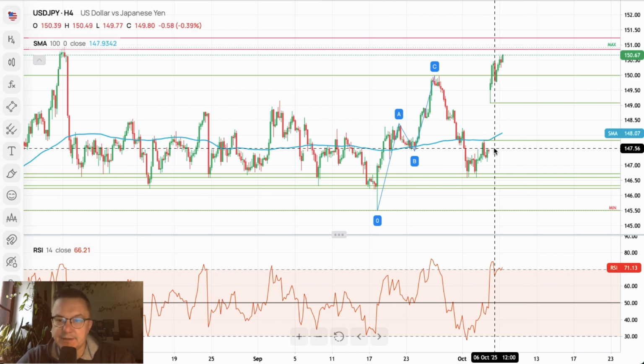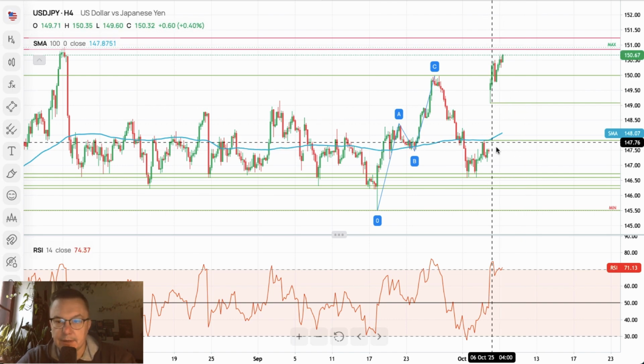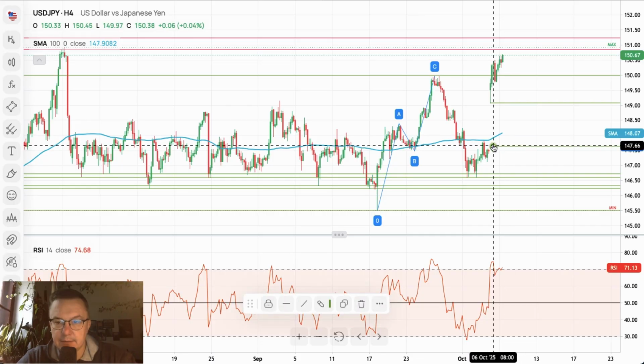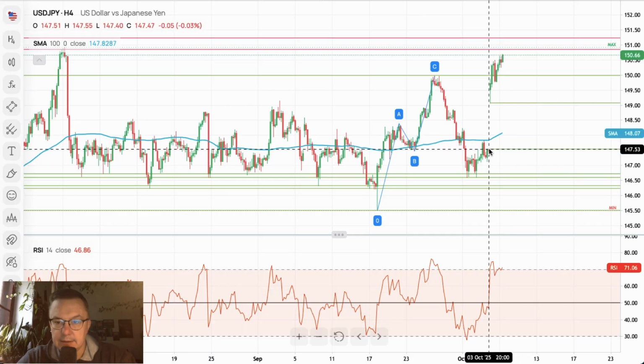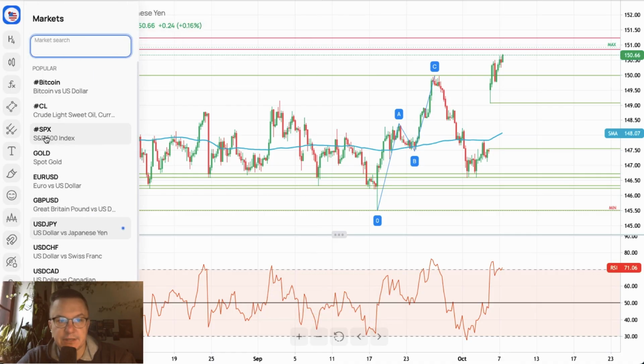The gaps have the tendency to be filled sooner or later. So this gap is apparently a little bit lower, here is this gap. So that's the US dollar versus the Japanese yen.